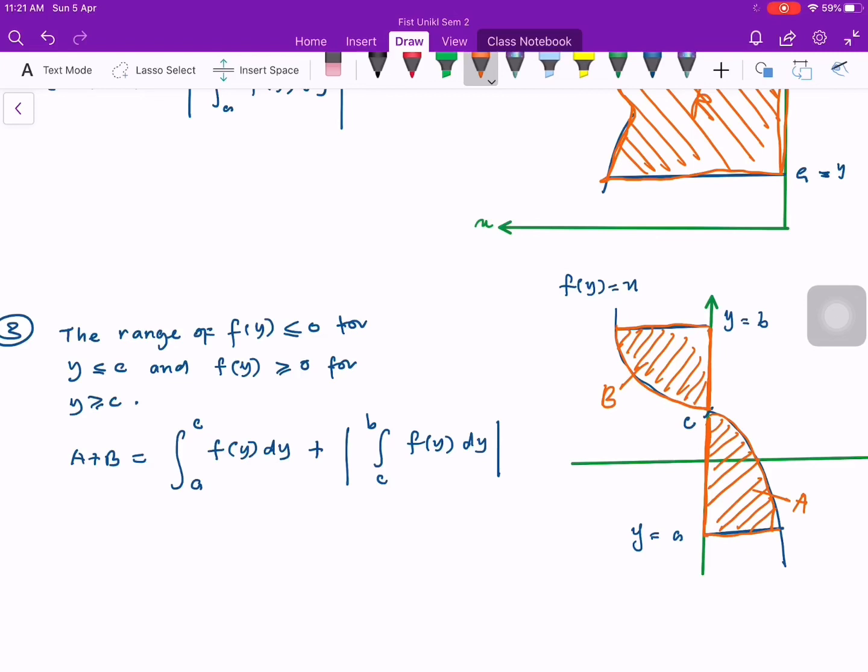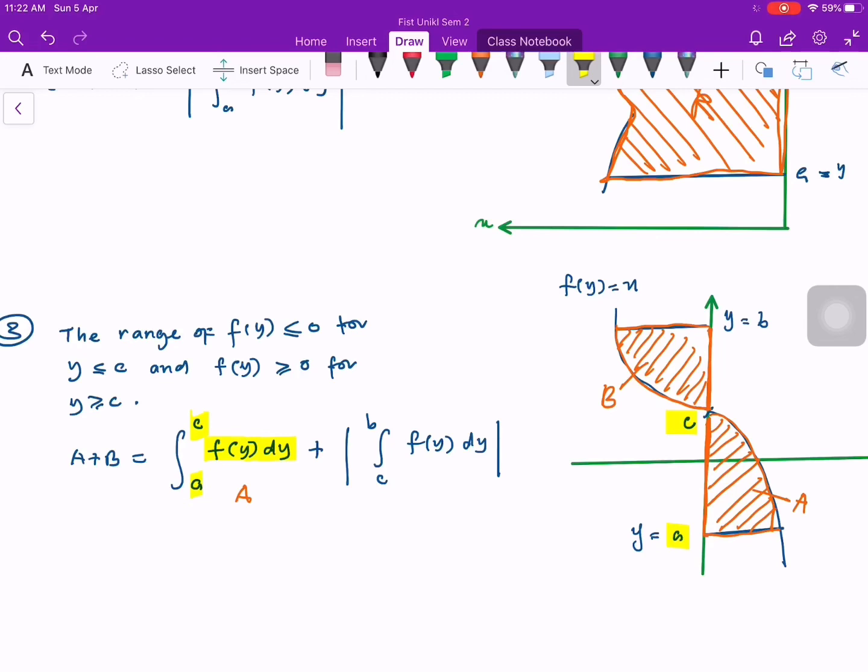So means in order to find this region R, okay, kita akan tambahkan dua region ni, which is a plus b. So the first region for a, so this is a. Okay, so we're going to have f(y) dy, kita akan integrate f(y) with respect to y, and now we have a limit from c to a. Then we have c to a, so it is a positive side. Definitely we're going to have a positive side.